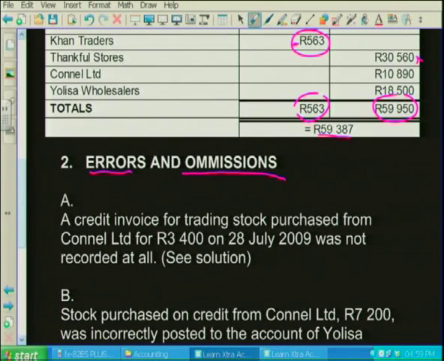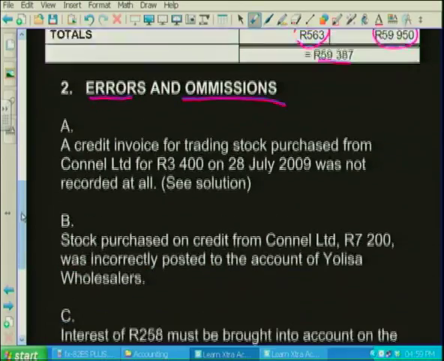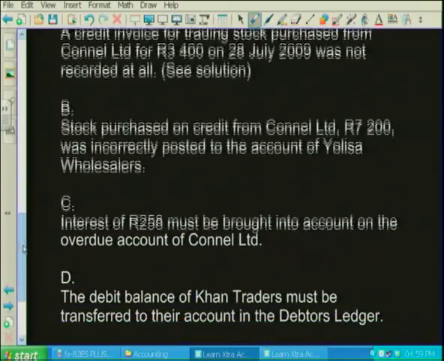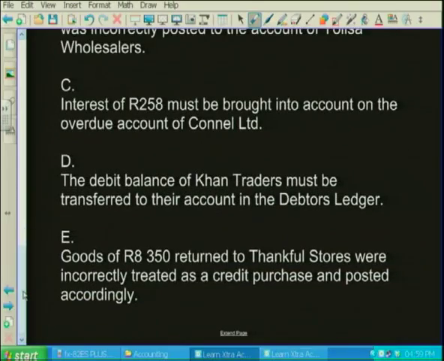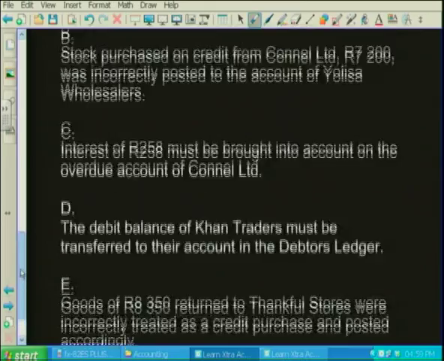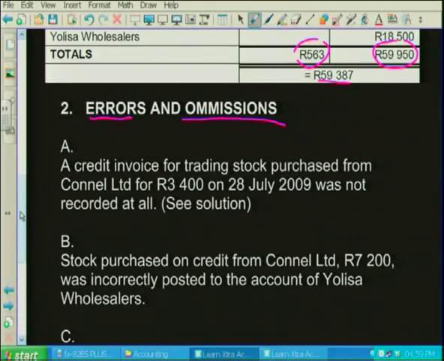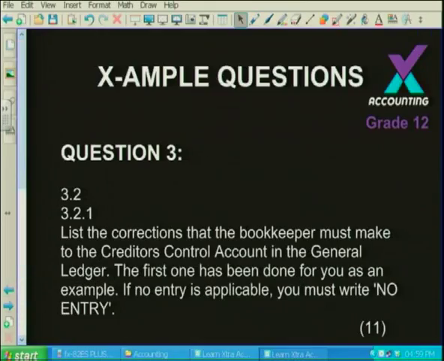Right, then information 2, as expected, errors and omissions. Guys, I'm not going to read through all the errors and omissions just yet, but I'm just going to look through. We've obviously got 5 errors that we're going to have to deal with. Right, let's now begin. Let's go to our answer sheet.